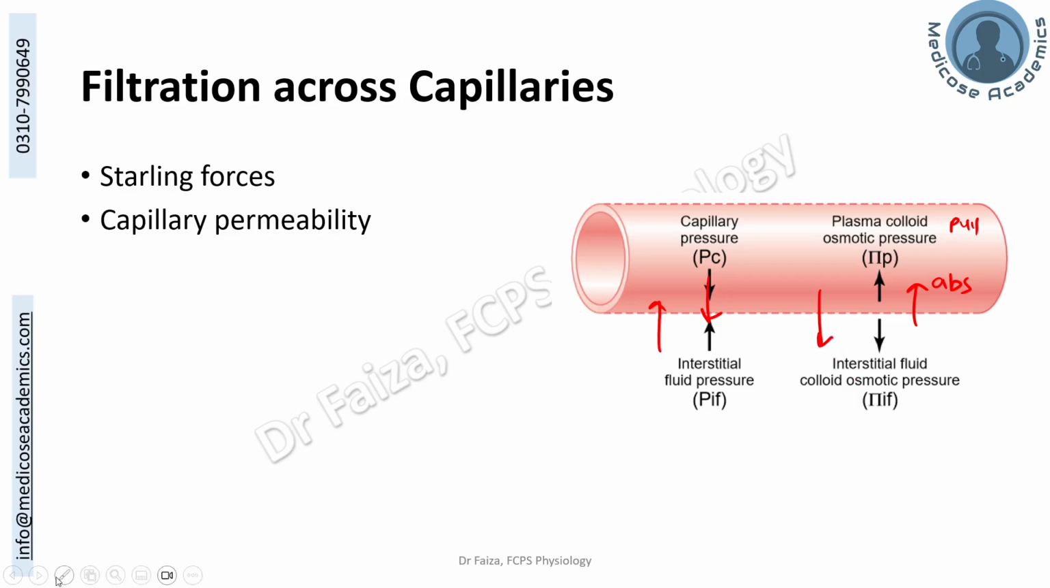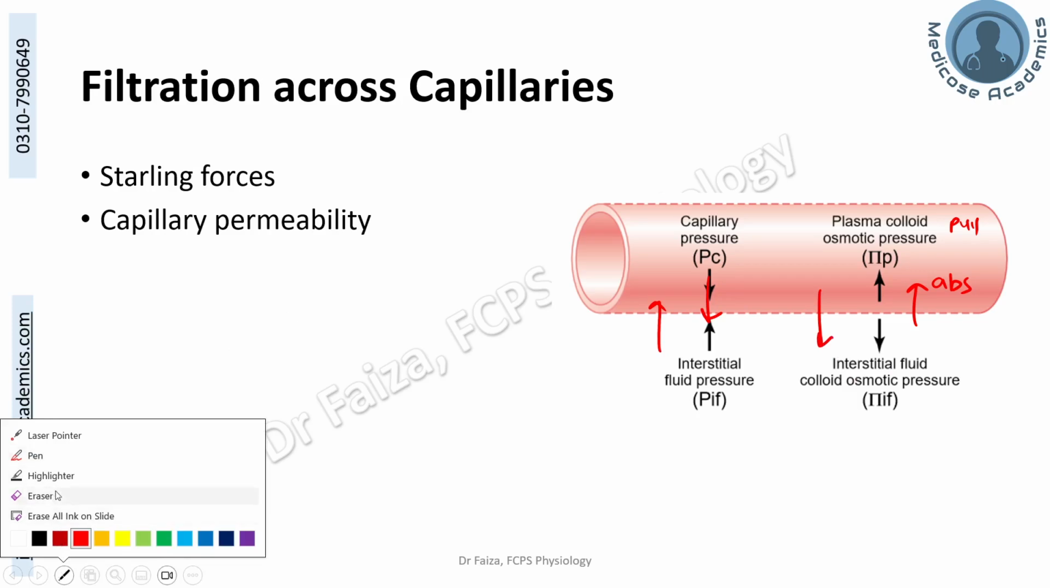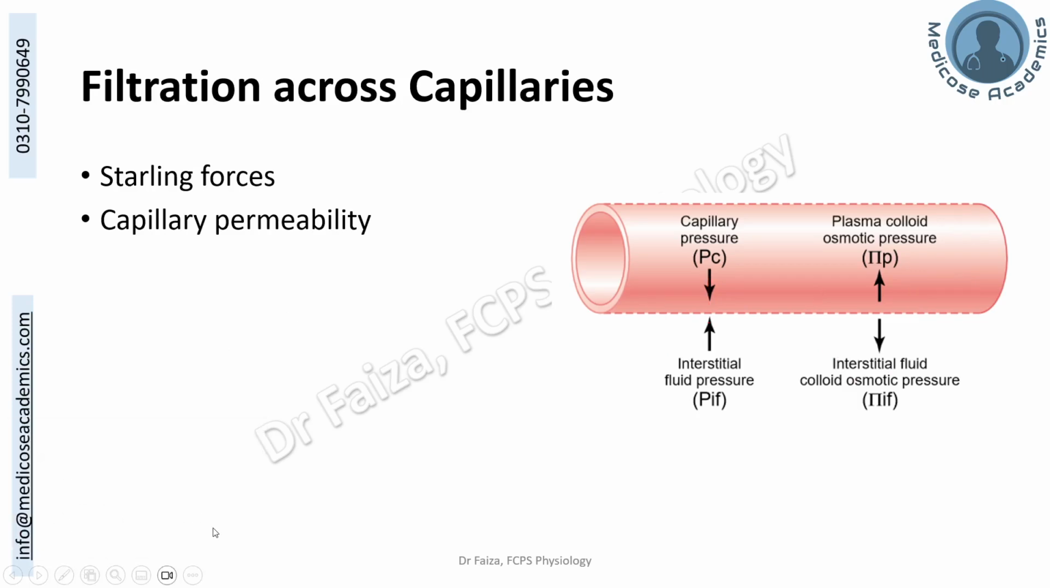So overall, you can see 2 forces which are favoring filtration and 2 forces which are favoring reabsorption. So filtration is favored by capillary hydrostatic pressure and interstitial fluid colloid osmotic pressure. But if we practically talk about it, normally the interstitial colloid osmotic pressure should be 0. There should be no proteins in the interstitial fluid. So mostly this is the capillary hydrostatic pressure which is favoring the filtration.